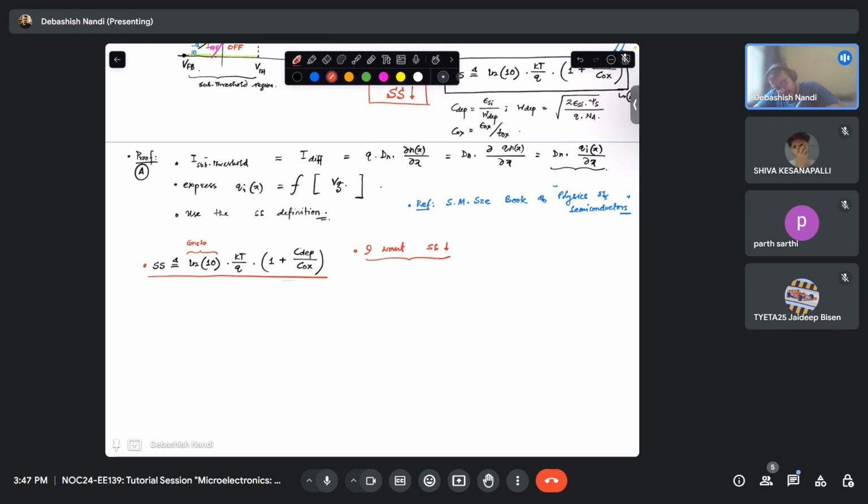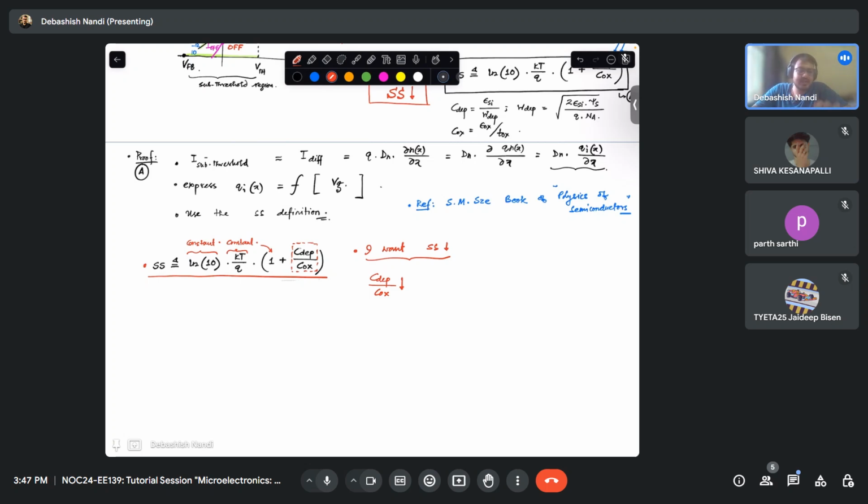This is a constant term. This is your thermal voltage, that is also a constant. One is also a constant. So you have C_depletion over C_ox, right? So you can play with the C_depletion over C_ox term. You want to reduce this term, right, so that your SS gets reduced.